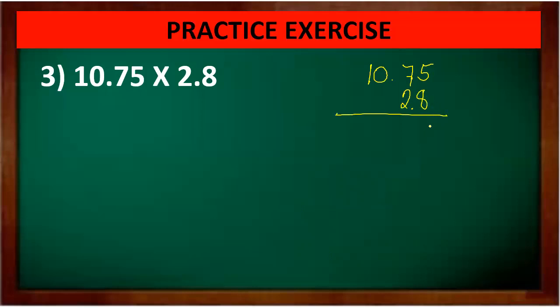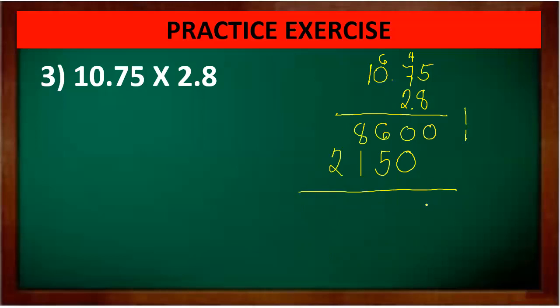8 times 5, that is equals to 40. Bring 0, carry 4. 8 times 7, that's 56. Plus 4, that is 60. Carry 6. 8 times 0 is 0. Plus 6, that is 6. 8 times 1, that is 8. Next is 2 times 5 is 10. Carry 1. 2 times 7 is 14. Plus 1, that is 15. Carry 1 again. 2 times 0 is 0. Plus 1, that is 1. 2 times 1 is 2.